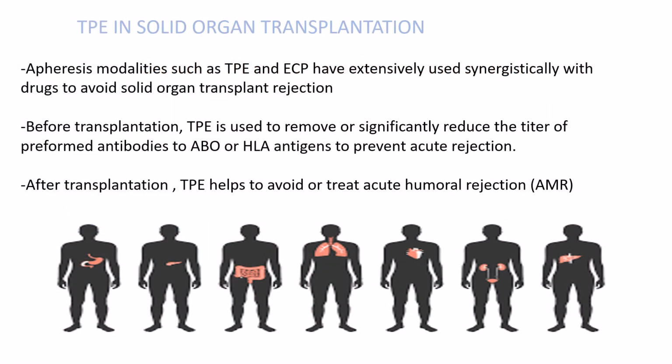Why TPE in organ transplantation? TPE rapidly removes donor-specific antibodies, circulating alloantibodies, immune complexes and complement proteins. It helps in overcoming ABO or HLA incompatibility, managing antibody-mediated rejections, and preventing and treating post-transplantation complications.